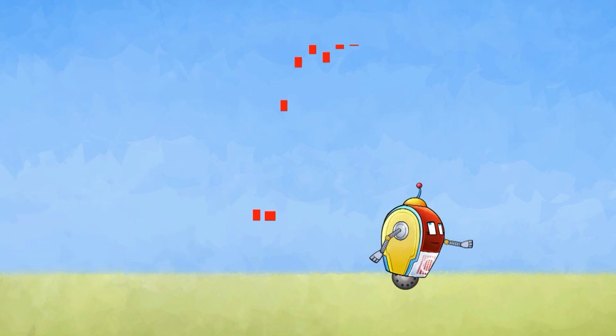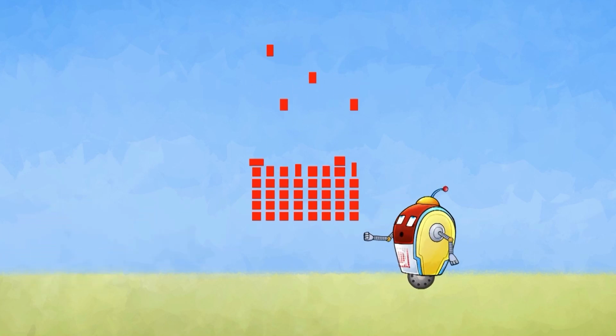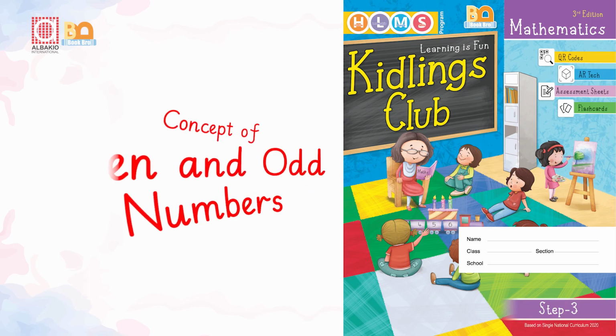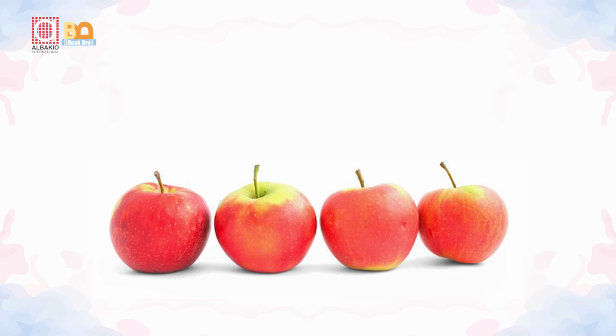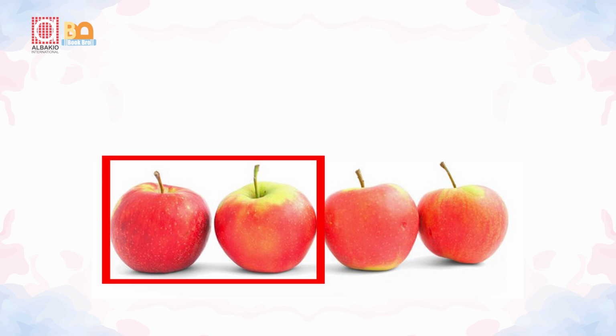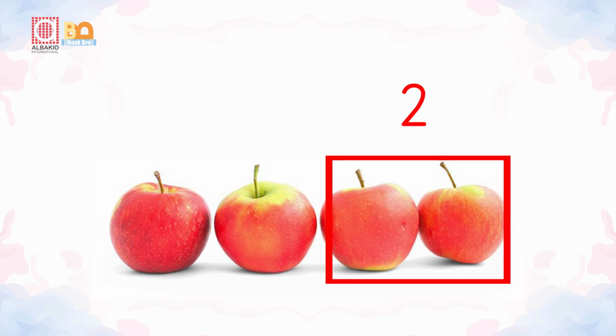Welcome to the exciting world of Albakio's International, and today we are going to learn about even and odd numbers. Are you ready? Look at the screen. Can you count these apples? 1, 2, 3, 4. We can see 4 apples. Can we make pairs of these apples? Remember, pair means 2. So, we can have 1 pair and we can have 2 pair.